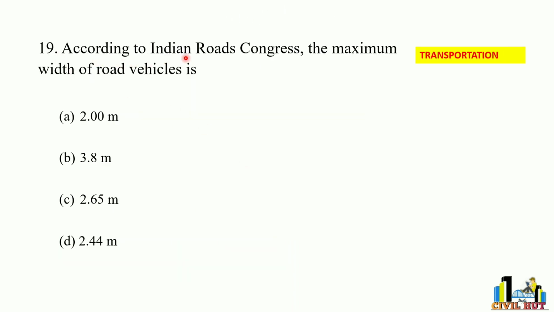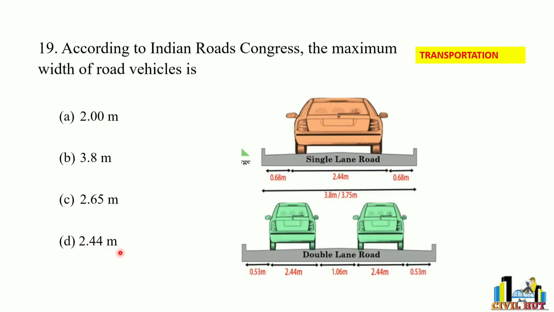According to Indian Roads Congress, the maximum width of a road vehicle is: A 2 meters, B 3.8 meters, C 2.65 meters, D 2.44 meters. The width of a road vehicle is 2.44 meters as per IRC. Our option is D.